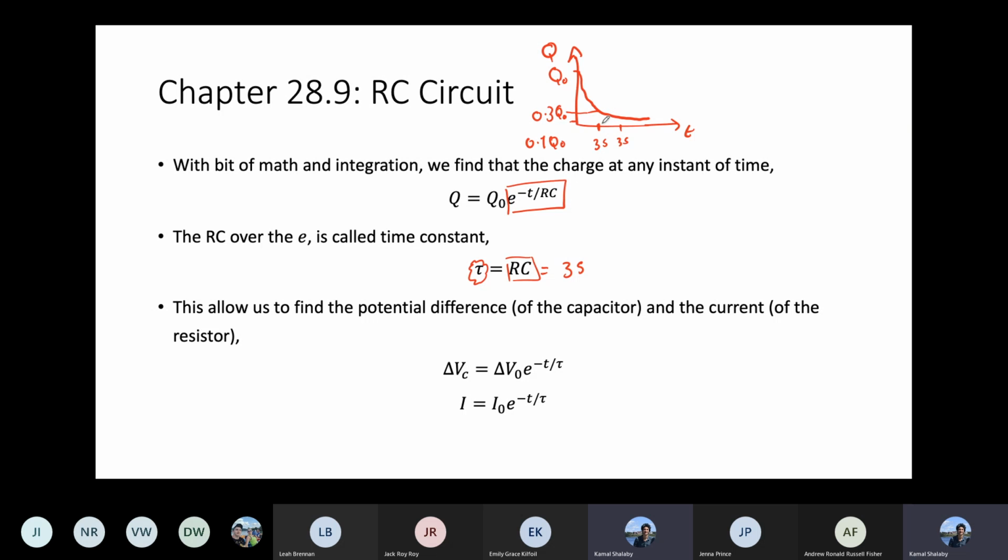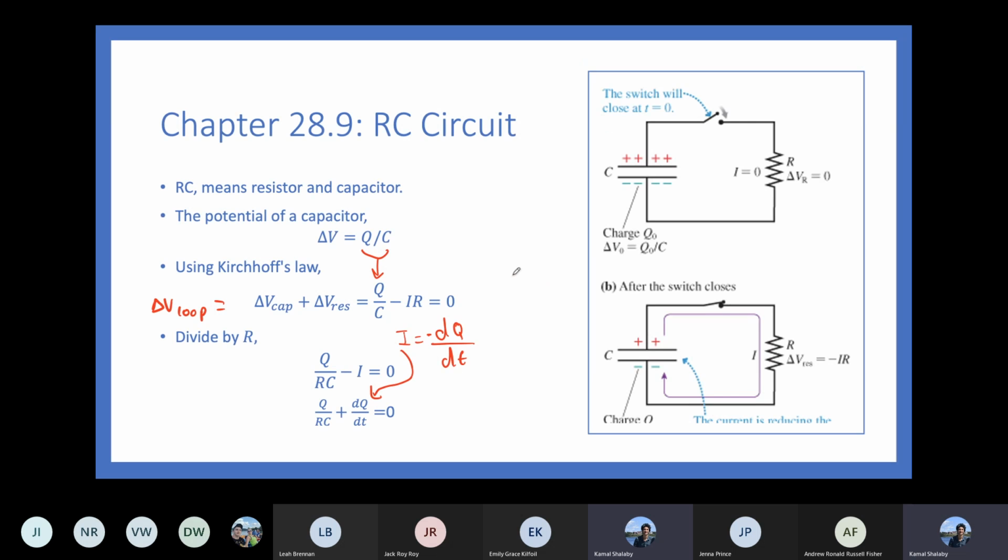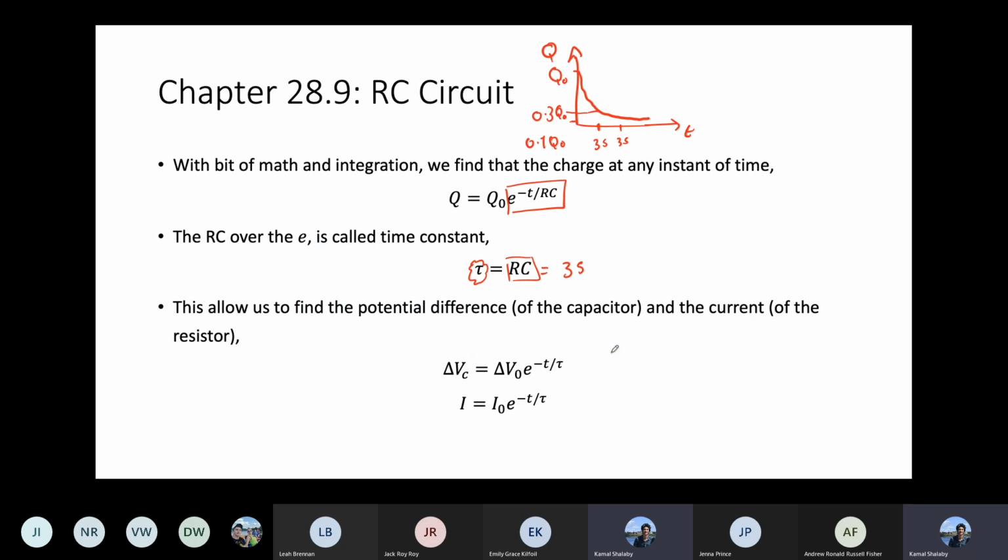You can always find it, but in a way it gives us some sort of reference. After 3 seconds, you definitely only have 0.3 of the initial charge and so on. And that number is constant because it only depends on the resistance in the circuit and the capacitor. So it only depends on this R, and this R doesn't change, and this C does not change. That's why it's a constant.